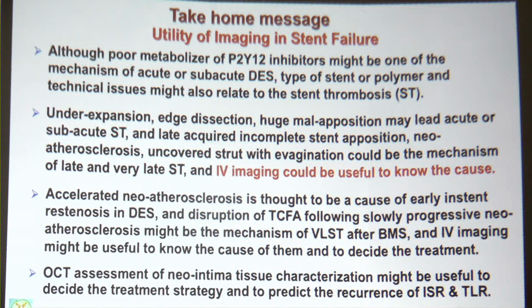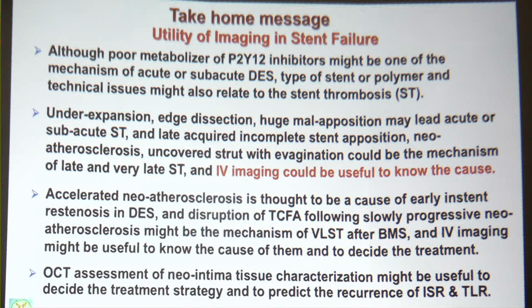Poor metabolizer of the antibiotic therapy might be one of the mechanisms of acute DES complication, but type of stent or polymer and technical issue might also be related to the stent thrombosis. We cannot control this. But under-expansion, edge dissection, huge malposition may lead to acute or subacute stent thrombosis, and later acquired incomplete stent apposition, neoatherosclerosis, and covered strut with evagination could be the mechanism of late and very late stent thrombosis.